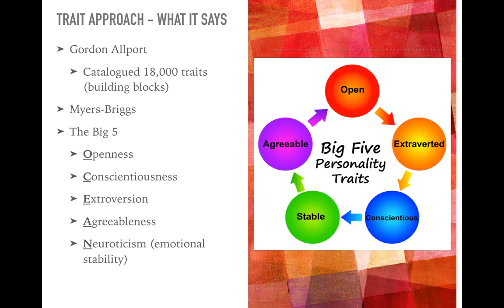Another theory that's out there is what we call the Big Five. The Big Five model basically says that you have 5 traits, and these traits are on a range. You can remember the term OCEAN, or CANOE if you want to re-scramble those letters. These Big Five are openness, conscientiousness, extroversion, agreeableness, and neuroticism.